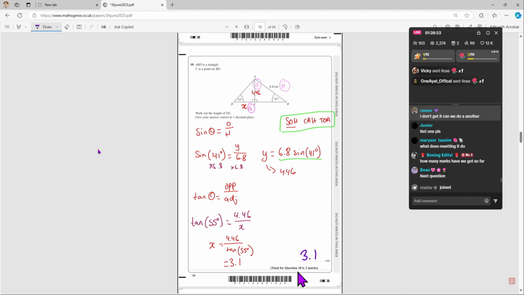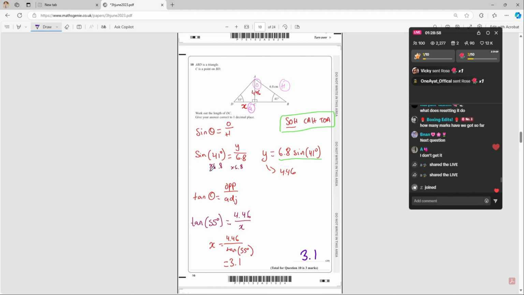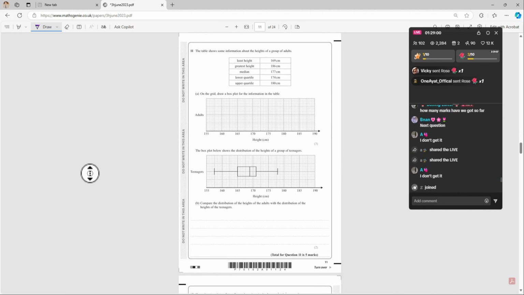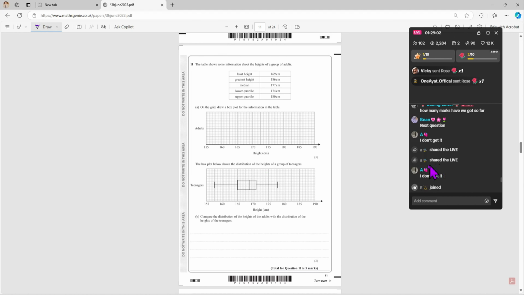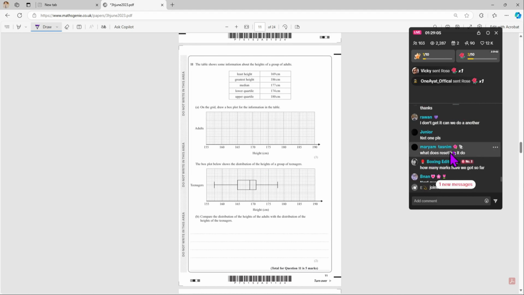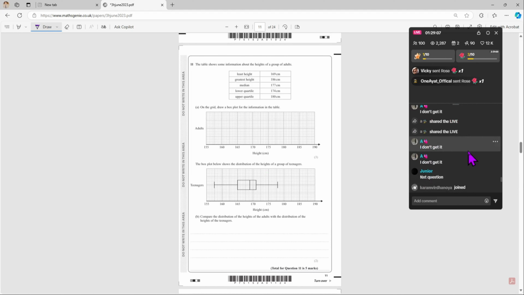So let's move on to our next question. Question number 11. If you don't get trigonometry, you should always practice trigonometry, okay? Question number 11: the table shows some information about the height of a group of adults. On the grid, draw a box plot for the information in the table.